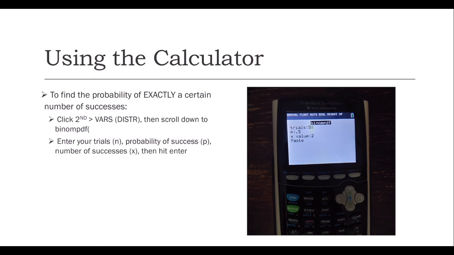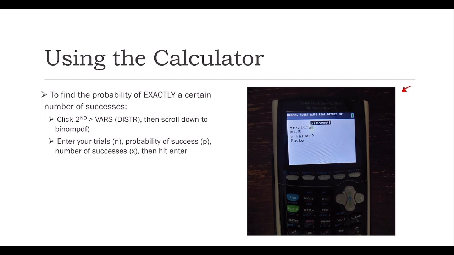So next we'll learn how to calculate our binomial probabilities using our calculator. So to find the probability of exactly a certain number of successes, you'll click second vars, which is distribution, and then scroll down to binom PDF. When you hit enter, this is the screen that will appear. So you'll enter your trials, which is n. So our previous one, we had 5 trials. Your probability of success, p, you'll enter as a decimal or as a fraction, and it'll turn it into a decimal. So this is 0.5, and then your number of successes, x.